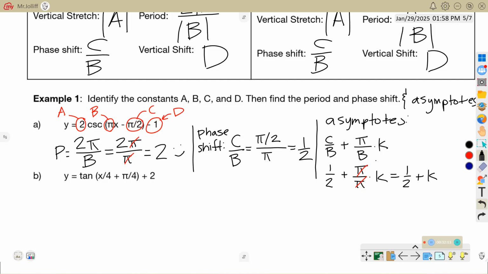Okay, I am going to put 5 minutes on the clock. In your small groups, I want you to try the same process with B. Identify the 4 constants, find period, find phase shift, find asymptotes.